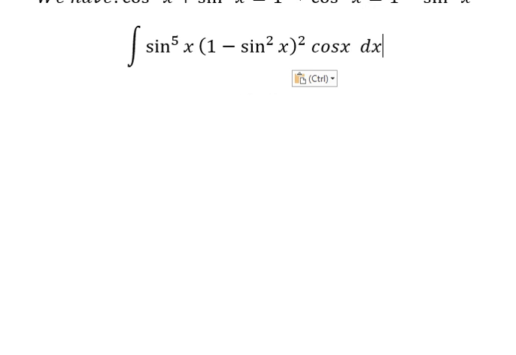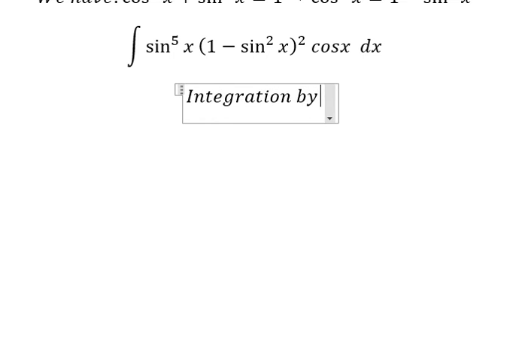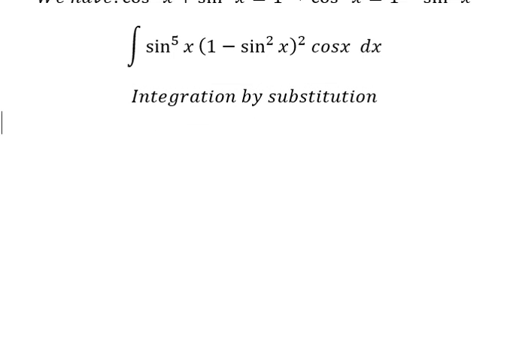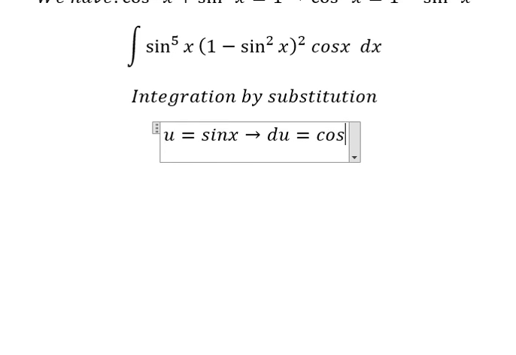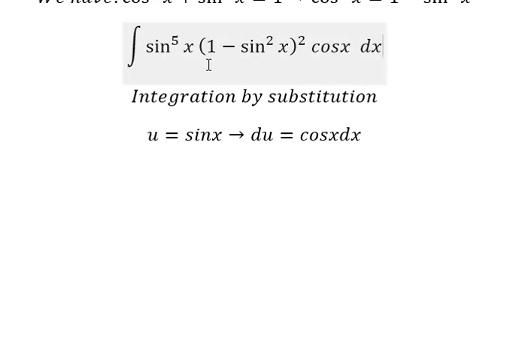Now we can use integration by substitution. So I will put u equals sine x. Later, we do the first derivative for both sides, and you got du equals cosine x dx.